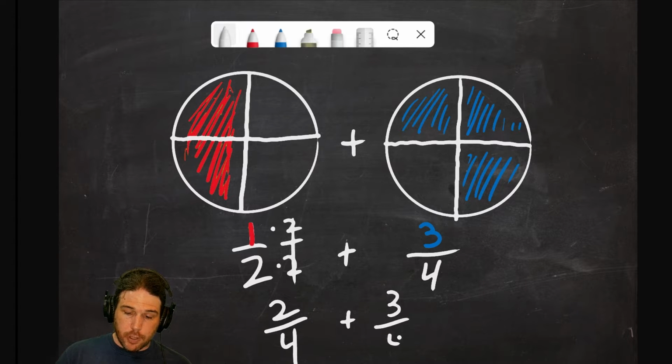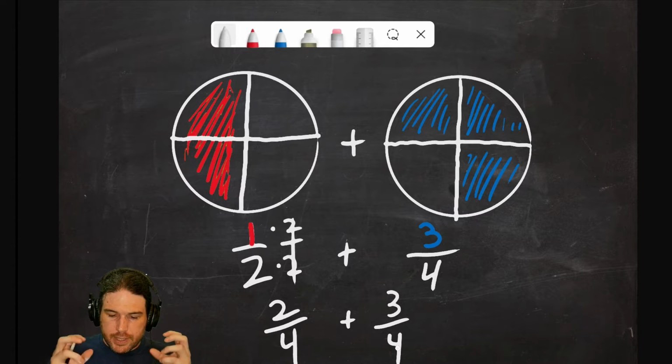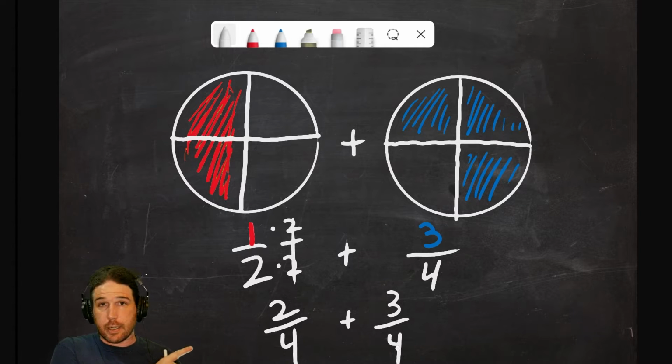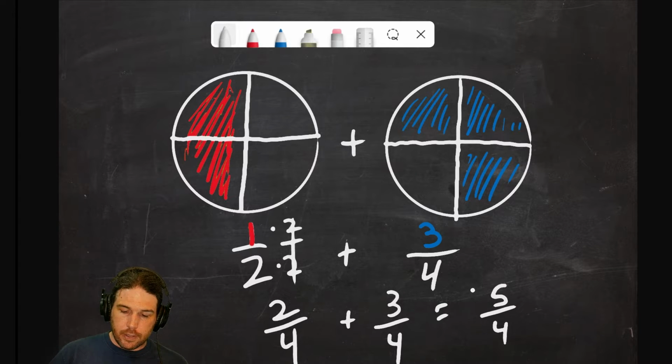Plus 3/4. Now each pizza is in the same denomination and we can add them up directly instead of having to have them be different. And I really want to focus in on the idea that when you are adding fractions with the same denominator, you are really just counting blocks. If I have 2 blocks here and 3 blocks over there, I've got a total of 5 blocks. If I've got 2/4 here and 3/4 over there, I've got a total of 5/4.